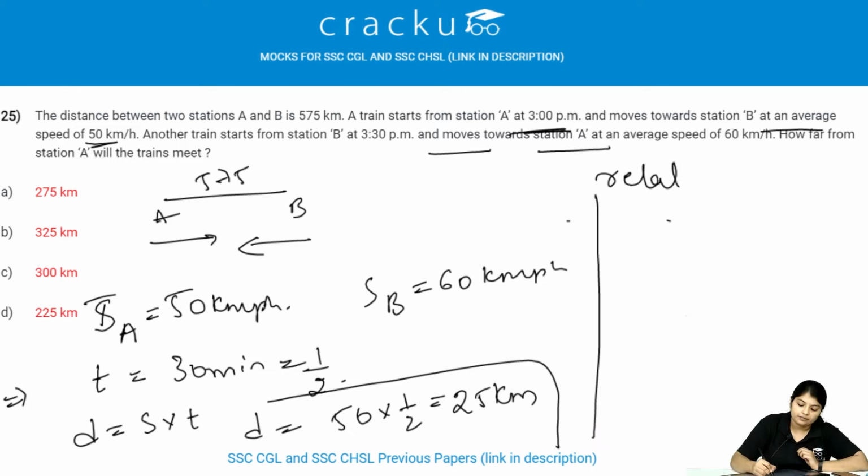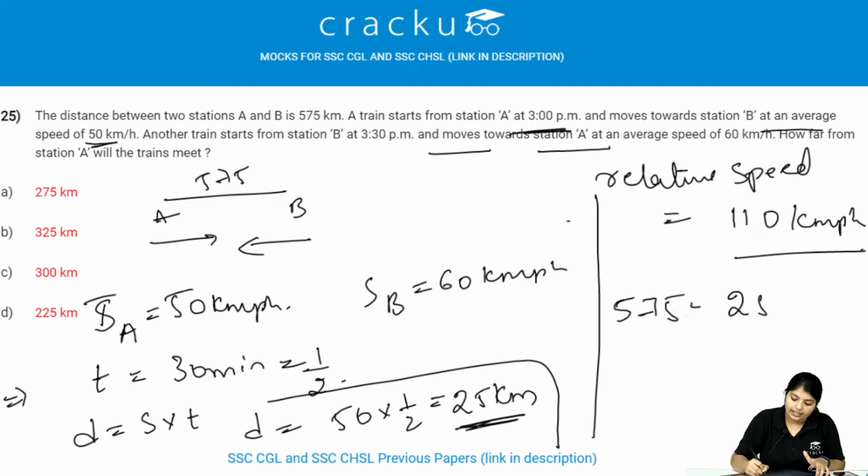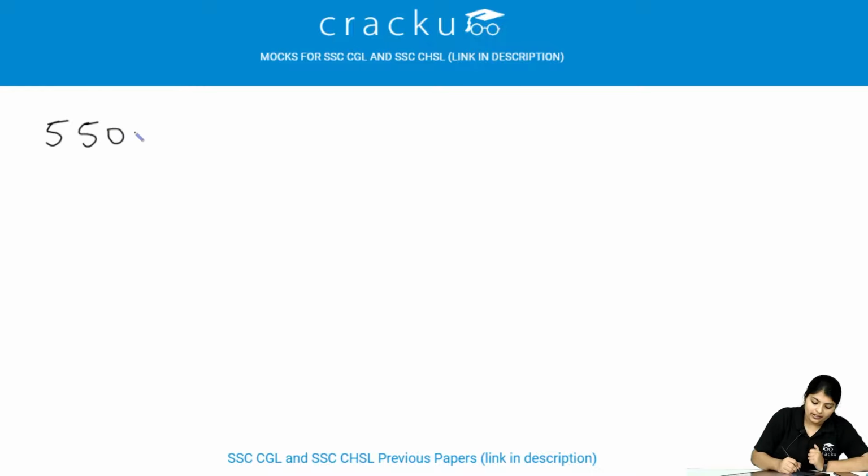Okay, and now it is said that the trains are moving in opposite direction, therefore the relative speed is equal to 110 kilometers per hour. This is the relative speed. Now the distance covered by both the trains is, now we will subtract this, that is 575 kilometers minus 25, that is 550 kilometers. This is the distance covered by both the trains, and then the time taken to cover the distance, 550 kilometers is the distance, and 110 kilometers per hour is the relative speed.